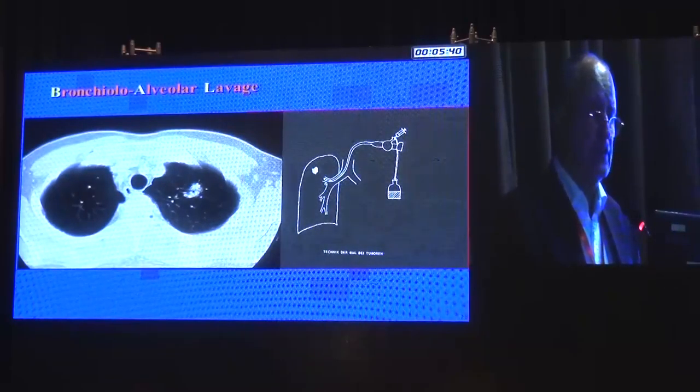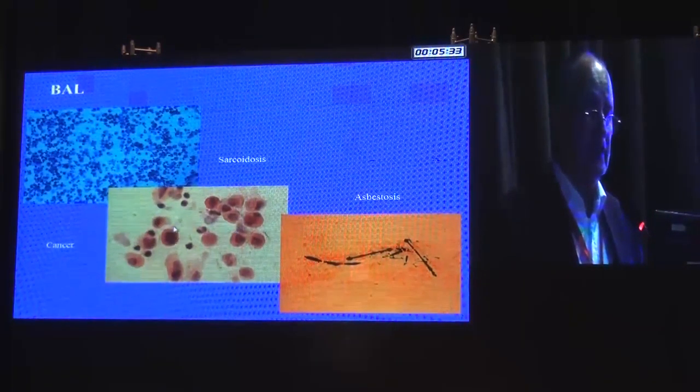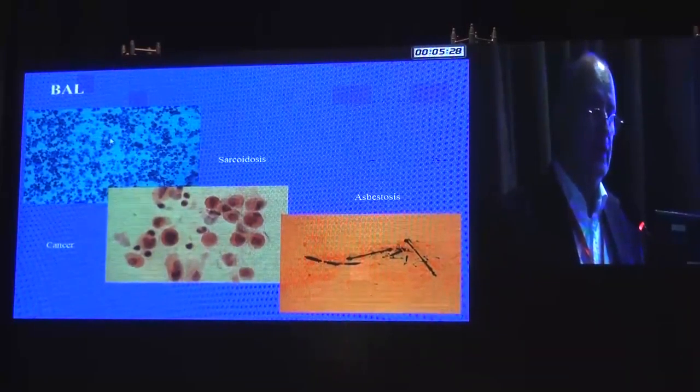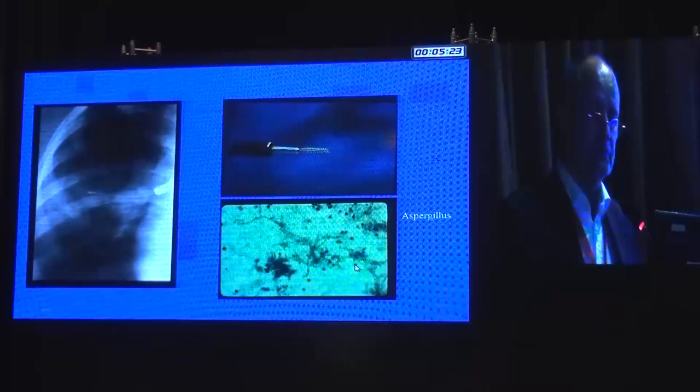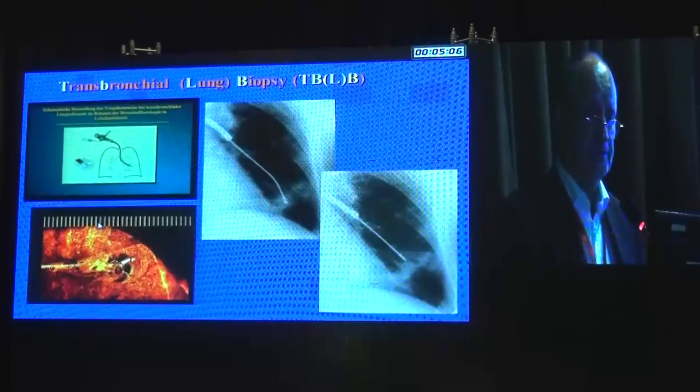Bronchoalveolar lavage really has no place in diagnosing cancer in peripheral tumors. It's very rare that you find tumor cells, but it's good, as we saw in the lectures before, for interstitial lung disease. Here you see asbestos fibers in that. With brushes, when you reach the lesion, you can reach a larger part of the lesion. Here, you hardly see the lesion, and with the brush, you find aspergillosis in this lesion. It's lung aspergillosis.